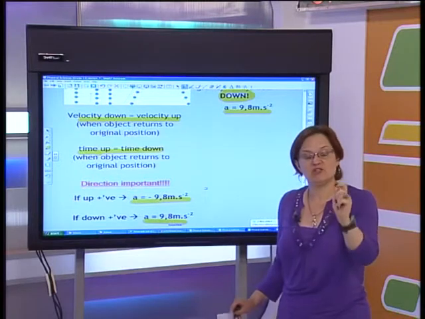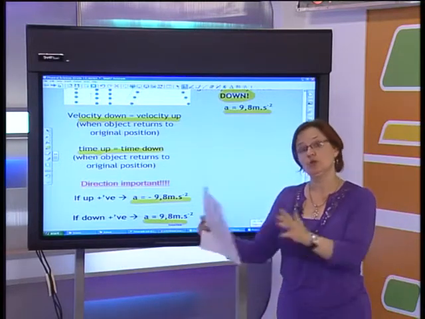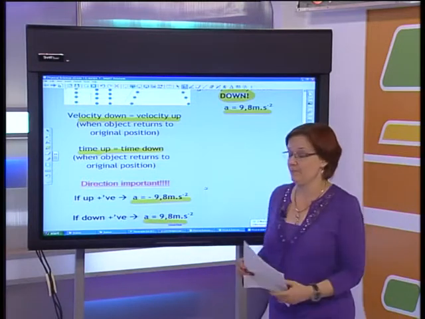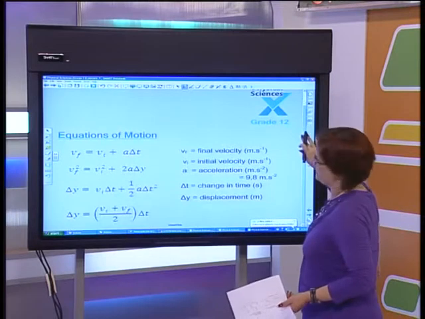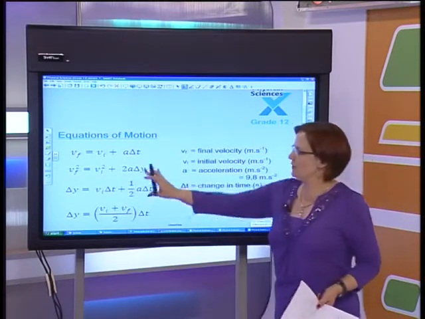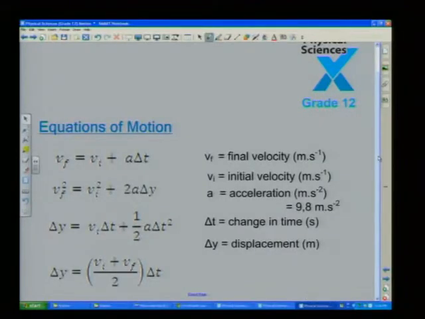You're not allowed to change that halfway through your question, because then you've actually started a new set of motion, and that can't happen. Okay? Now, what does that mean for us? Well, in terms of calculations, your equations of motion still stand, and I'm hoping you recognize these, okay?